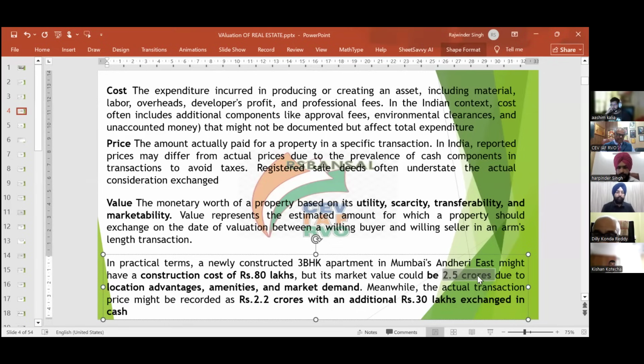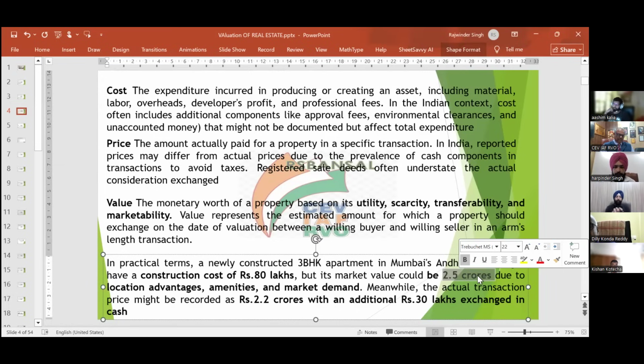Now he knows that the cost of construction is not more than 80 lakhs. Why? Because it is located in a very posh area. It is nearer to his place of work. It is provided with all types of amenities required for modern day living. And there is a huge demand of such apartments in the market. Is it clear? Any doubt about that?